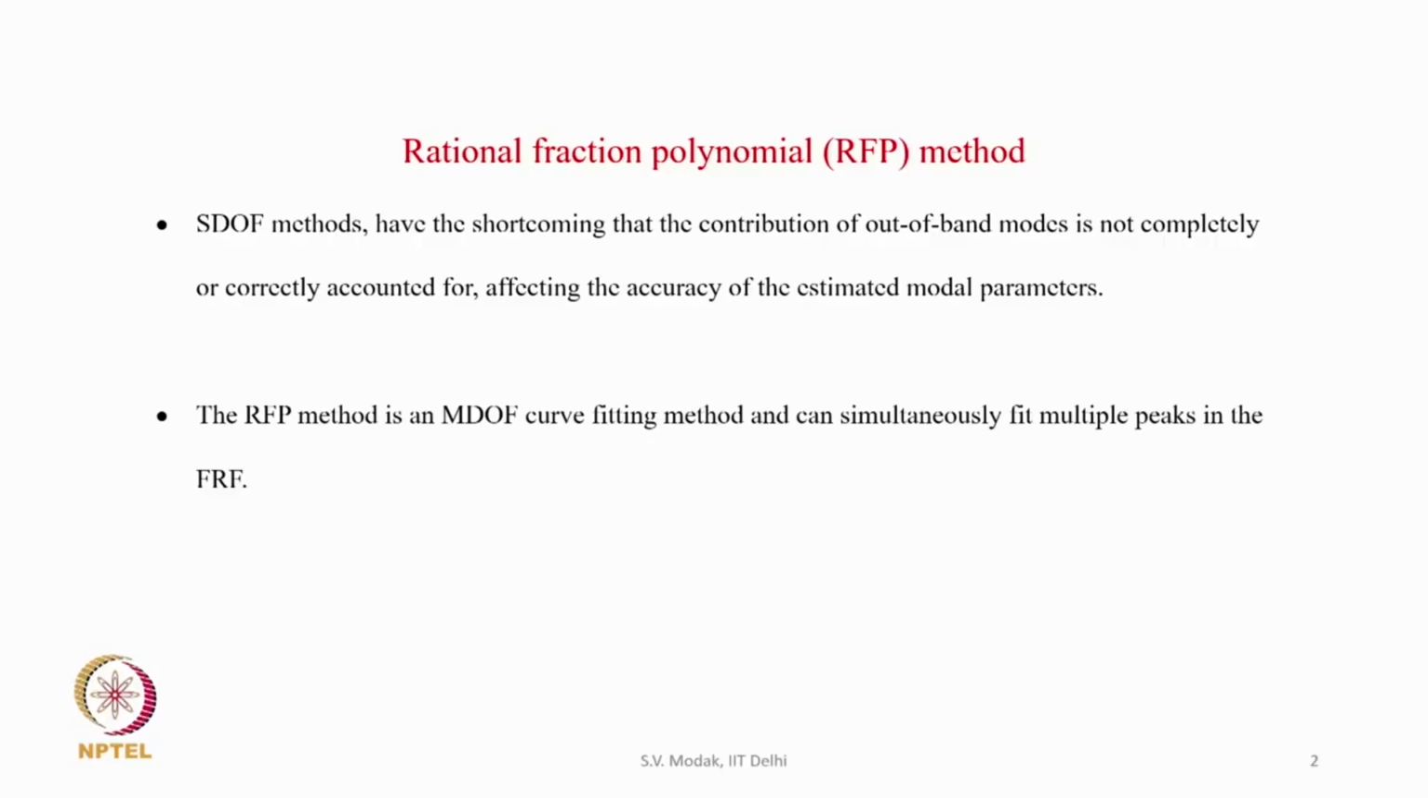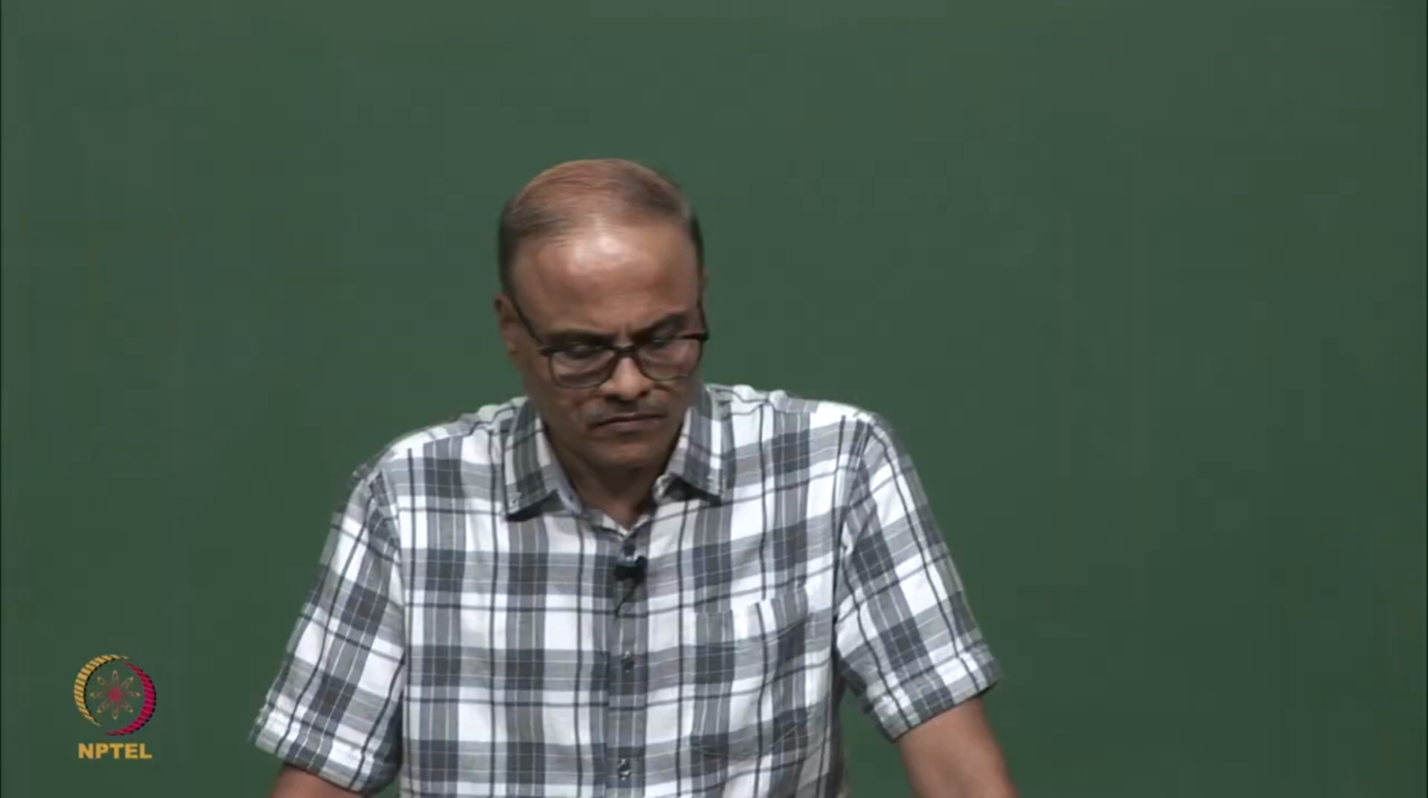The RFP method we are going to study today, the rational fraction polynomial method, is a multi degree of freedom curve fitting method, and it takes into account the effect of all the modes which are there in the selected frequency band, and therefore it is a multi degree of freedom method. It curve fits all the modes in the selected frequency band, and this method performs curve fitting on the frequency response functions, and that is why it is a frequency domain method.